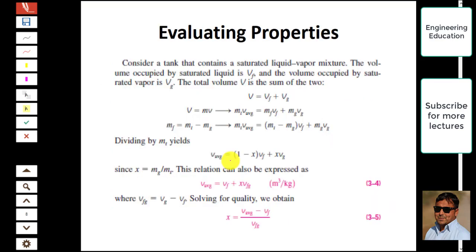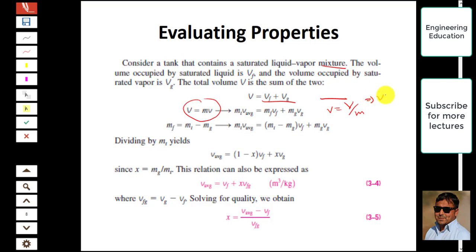How can we evaluate the properties of the mixture? For example, we have a tank that contains a saturated liquid vapor mixture. The volume occupied by the saturated liquid is Vf and the volume occupied by the saturated vapor is Vg. So the total volume is Vf plus Vg. As we know, capital V is equal to small v times m. Specific volume is equal to capital V, volume per unit mass.